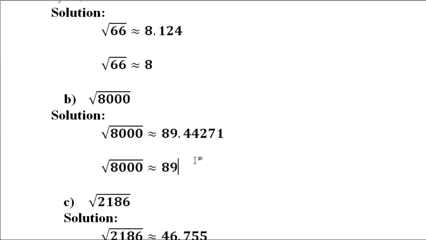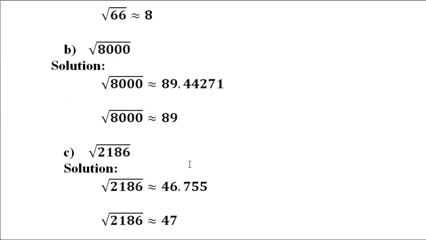Remember, you can also round off these numbers to 3 or 4 decimal places. It's up to you. Remember, 89.44271 will remain 89 after rounding off this number to the nearest whole number, because the digit after the decimal point is 4, which is less than 5. If the digit after the decimal point is 5 or more than 5, then 89 would become 90.